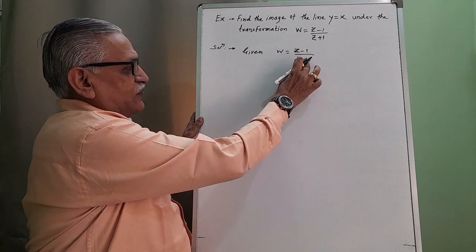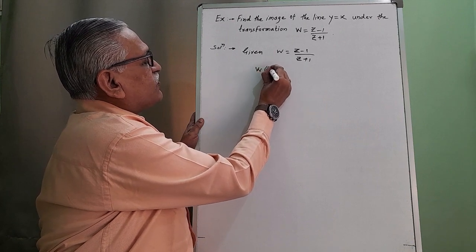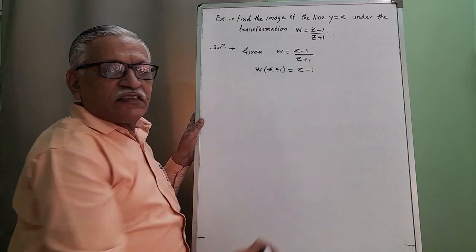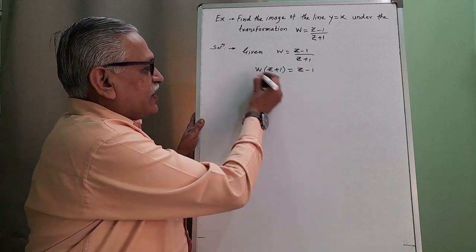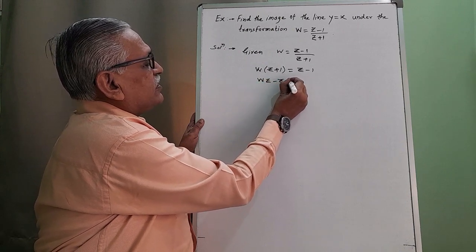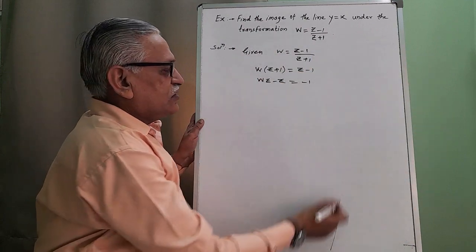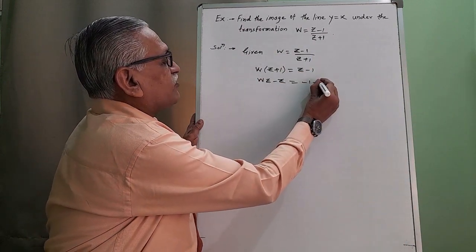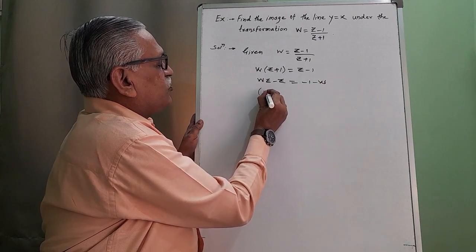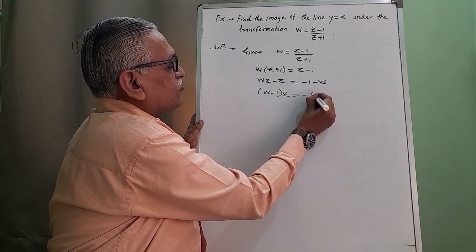Transferring this z plus 1 to the left hand side, we get w into z plus 1 is equal to z minus 1. Collecting the terms of z on the left hand side, we get wz minus z is equal to minus 1, and then transferring that to the right hand side, we get minus w, and therefore it is w minus 1 multiplied by z is equal to minus of 1 plus w.